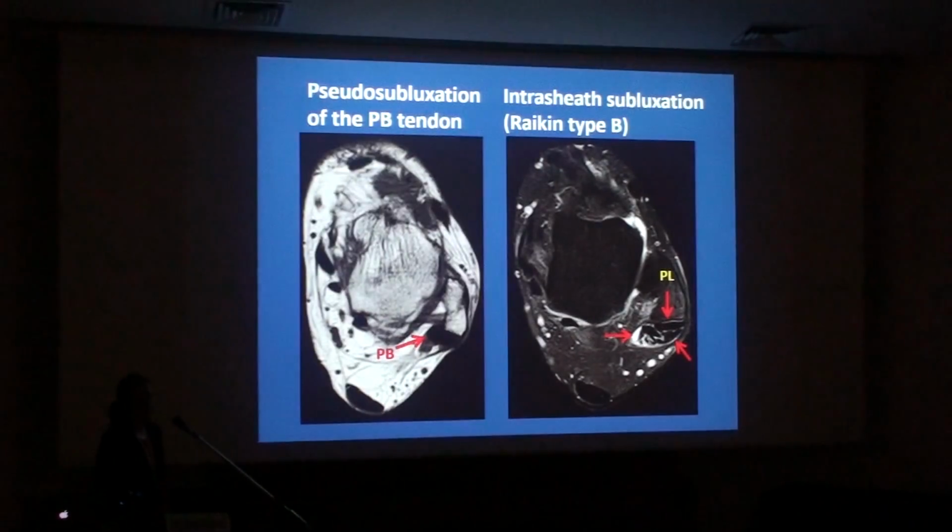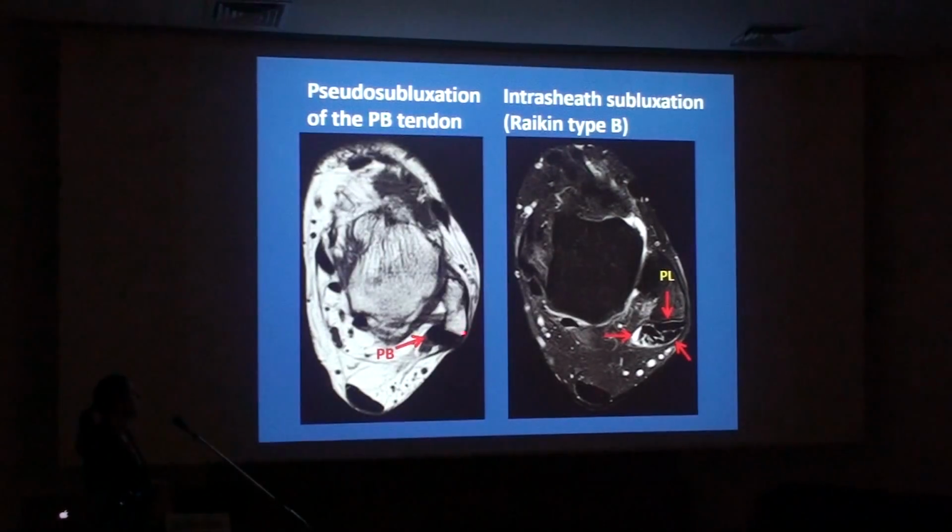So here is something which shouldn't be mistaken for subluxation or dislocation. This is the pseudo-subluxation with somewhat medial positioning of the peroneus brevis posterior to the lateral malleolus. And here is what we call Raikin type B, intrasheath subluxation, where there are two very abnormal hemi-tendons of the longitudinally split peroneus brevis and peroneus longus kissing the posterior aspect of the lateral malleolus and really in the place where the brevis should be sitting.